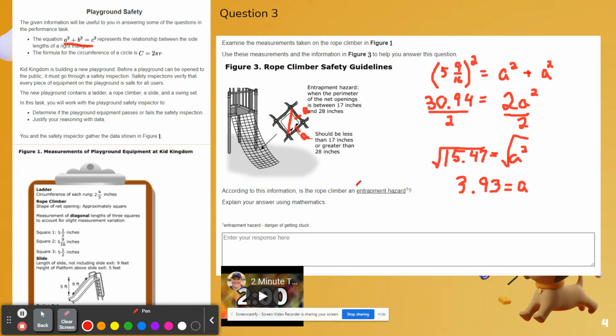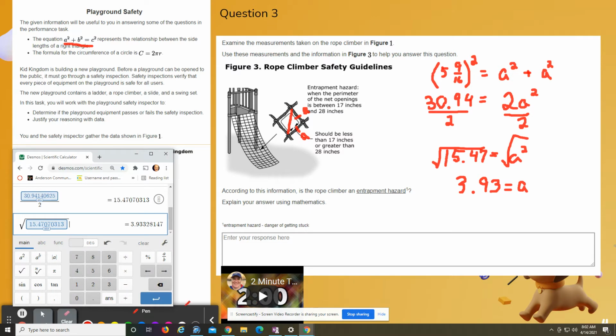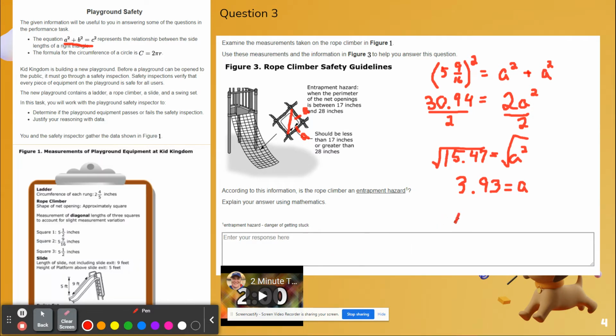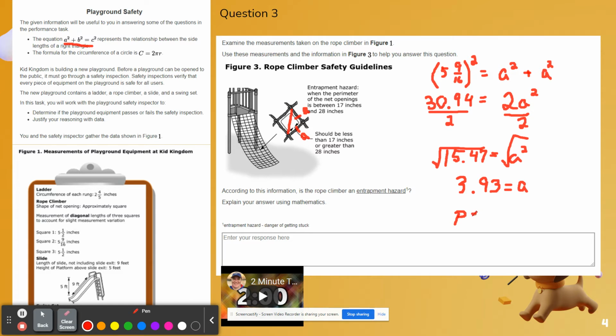How many sides are there to a square? So you're going to take your answer and you're going to multiply it by 4. 15.73. The perimeter is 15.73.